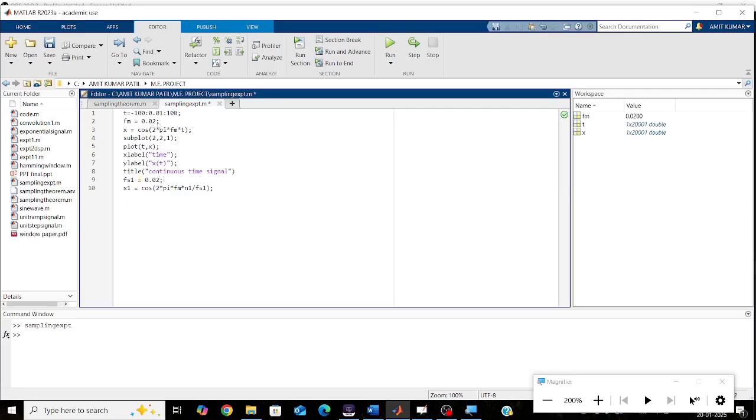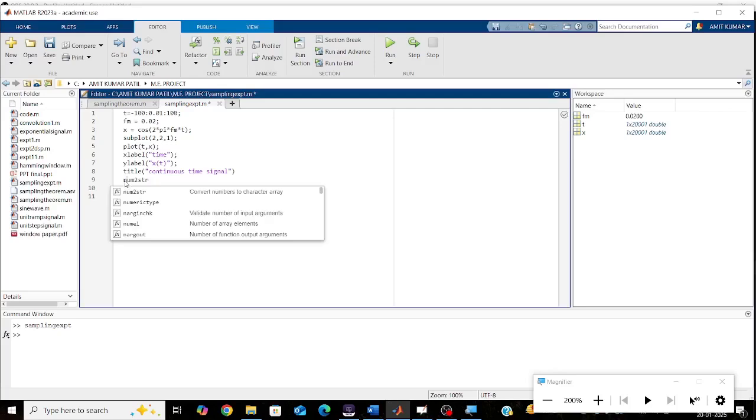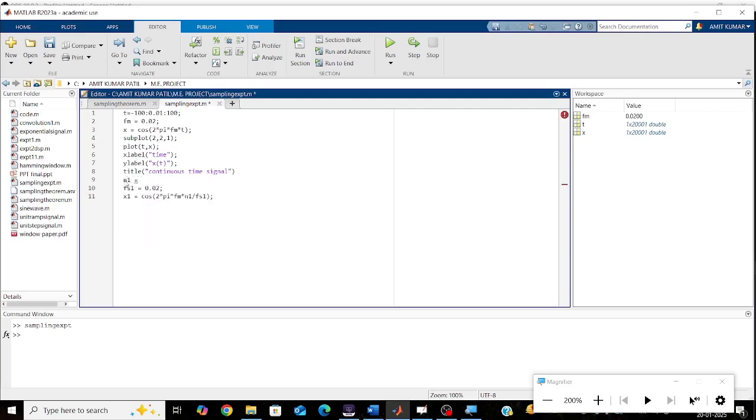Also we have to assume the value of n1. n1 we can take any range of samples. Suppose I take the range from -2 to 2. Now we have to plot this. We are converting a continuous time signal into a discrete time signal, so here we have to plot a discrete time signal.